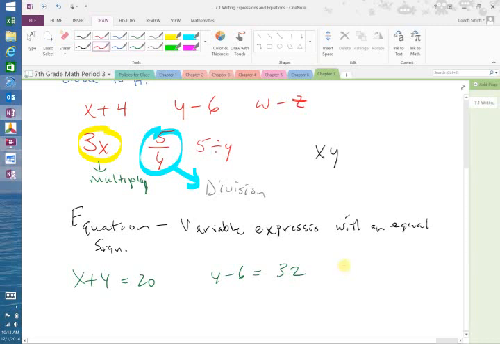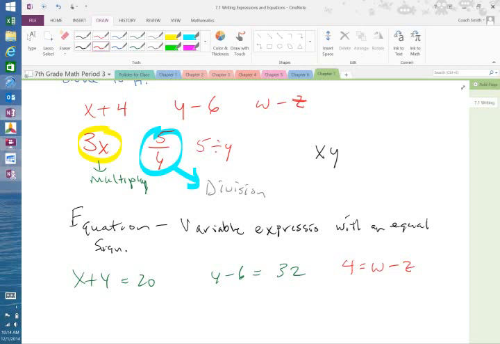Obviously, we could do this. You could say 4 is equal to w minus z. That's what makes it an equation, that it has an equal sign. There's something that it's equal to, so we can find out what x is equal to.